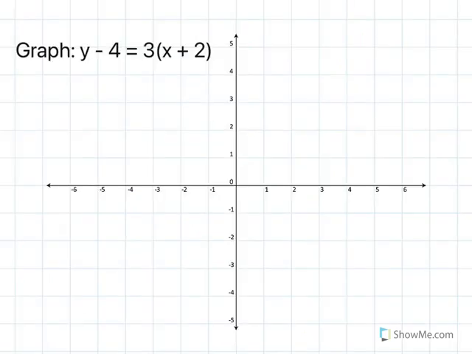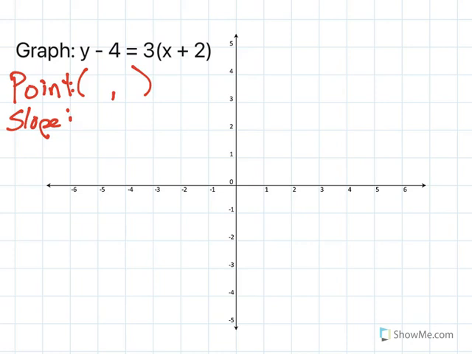So when we're graphing y minus 4 equals 3 times the quantity x plus 2, we have to identify two parts. First, we need the point. Second, we need the slope. Hopefully the slope is the easy part. Slope is in front, so we have the slope of 3. I'm going to make that a fraction because slope is the change in y, which is the vertical change, over the horizontal change. So we've got the slope.